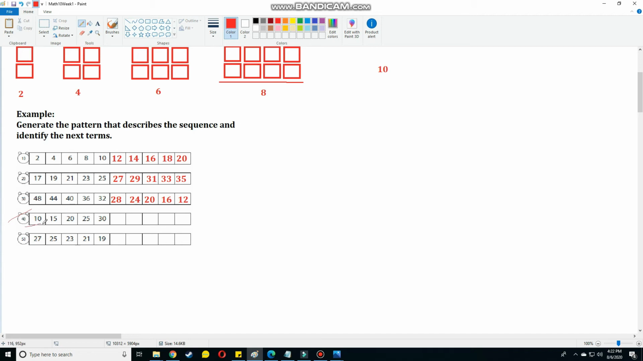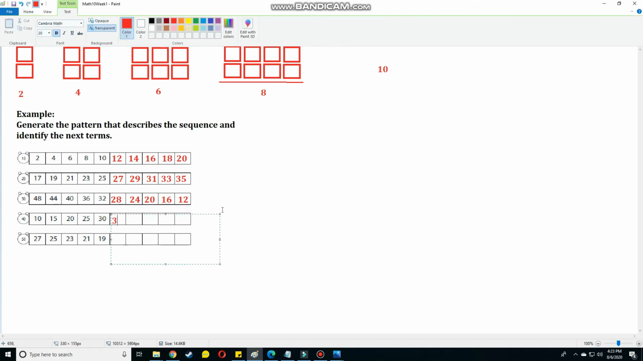We have 10, 15, 20, 25, 30. So let's observe the sequence. And then we could say that the pattern is we simply added 5, right? We added 5 on the next term. So we could say 10, 15, 20, 25, 30, and the next one would be 35 plus 5, that would be 40, plus 5, that would be 45, that would be 50, and that would be 55.